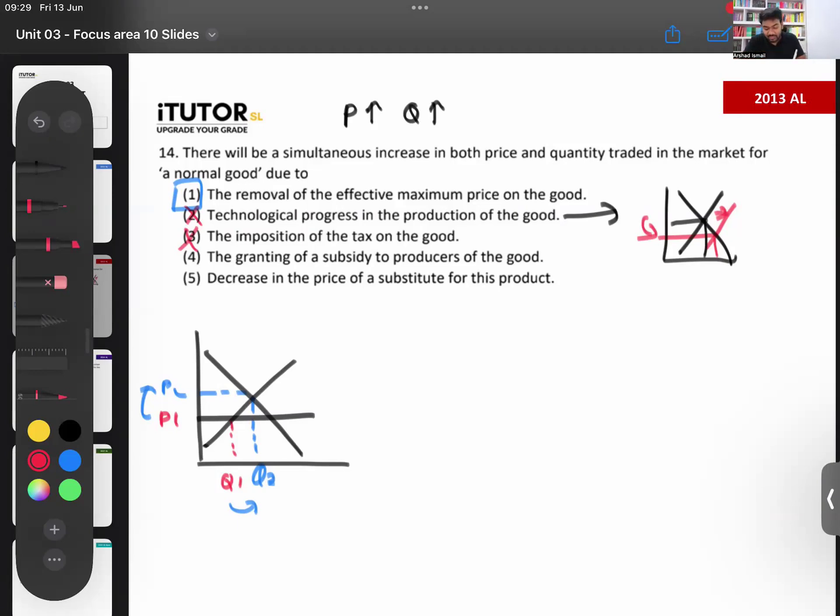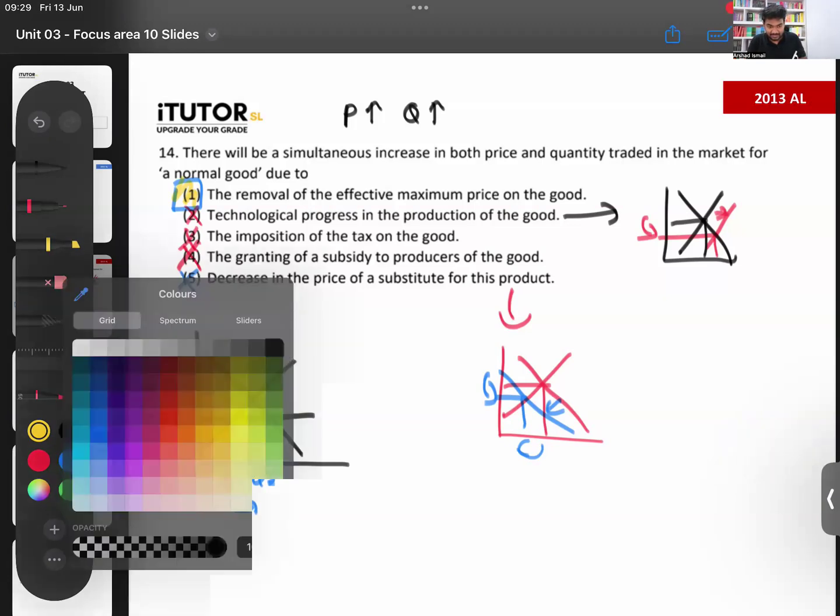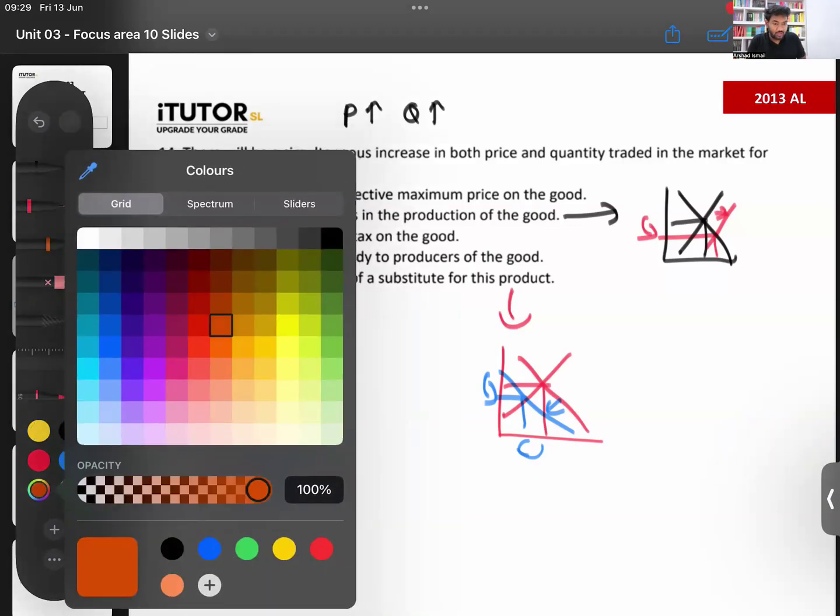Again, can't be. A decrease in the price of a substitute. If a substitute price decreases, the demand for your good will decrease. So the demand for your good will come down. So as a result, your price will come down, your quantity will come down. So then not this as well. So answer is number 1. Did you all get that correct? 2013 question 14. How many of you got that right? Maximum prices. Okay, good. Then moving into our next one.